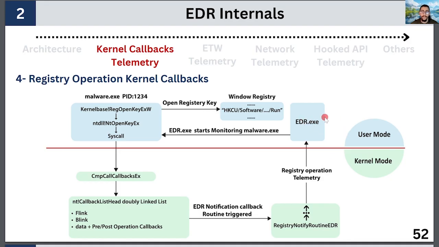In user mode, the EDR process edr.exe receives the telemetry from edr.sys, or indirectly from the ETW session that it's consuming the events from. It then starts actively monitoring malware.exe and its registry changes by detecting suspicious modifications to startup registry keys and analyzing extra ETW events related to registry operations.